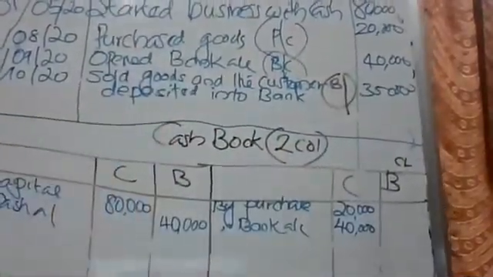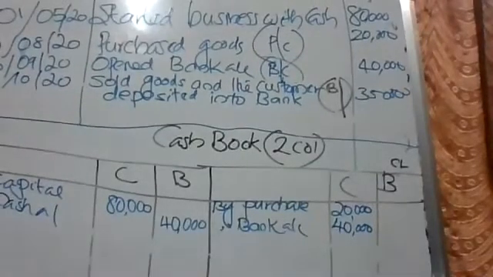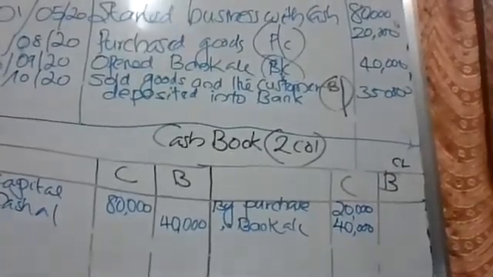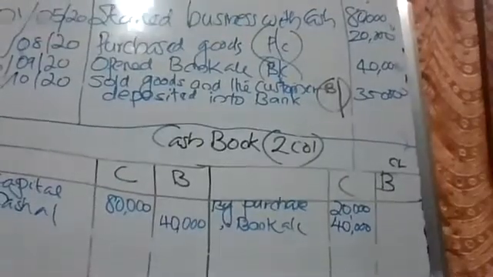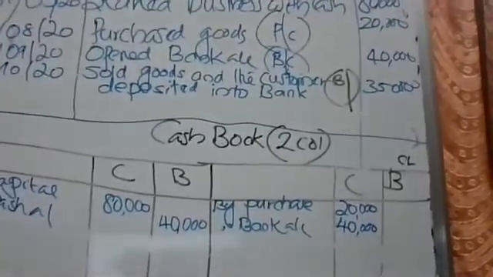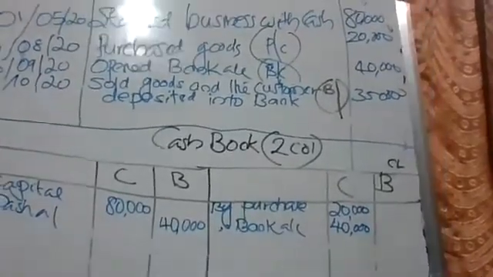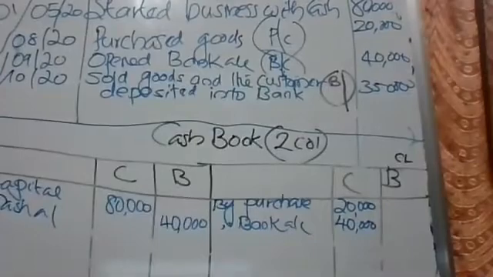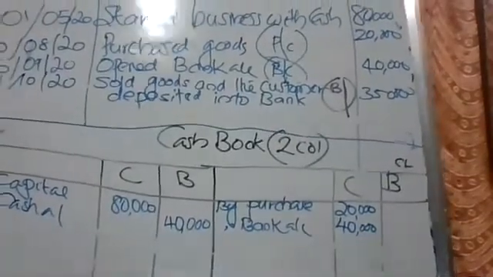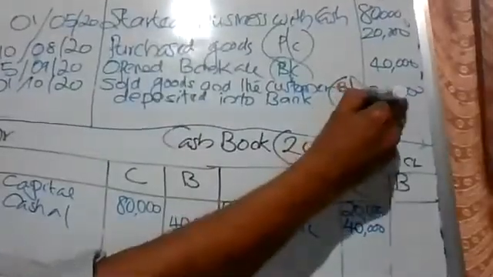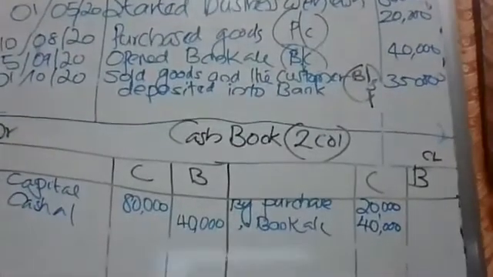Then this increase in the bank account is because of what? Because of sales. Sales is a revenue receipt. The increase in revenue receipts will be debited or credited? Credited. Once again, an increase in revenue receipts will be credited. So what's the journal entry? Bank account debit to sales account.